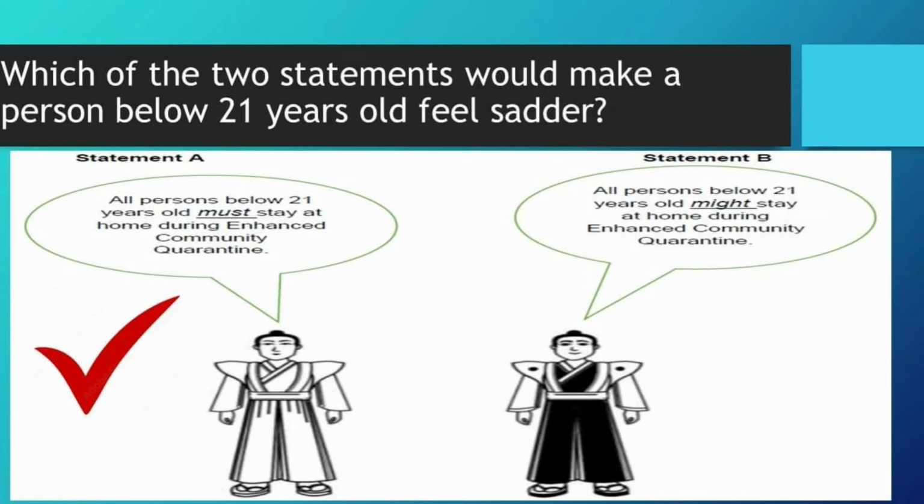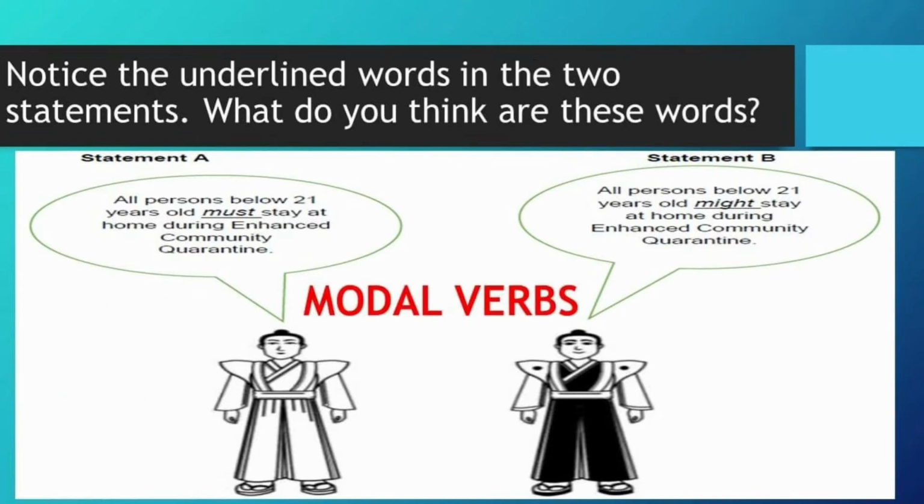Very good. It is statement A. So, notice the underlined words in the two statements, must and might. What do you think are these words? These words are examples of modal verbs. Very good.